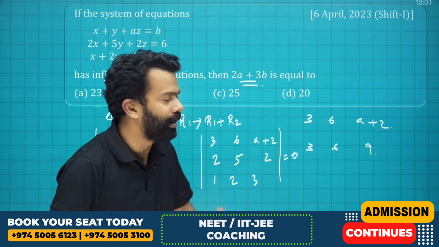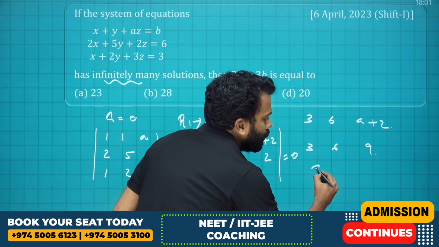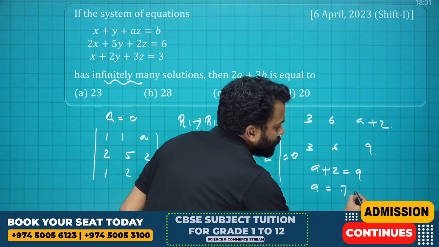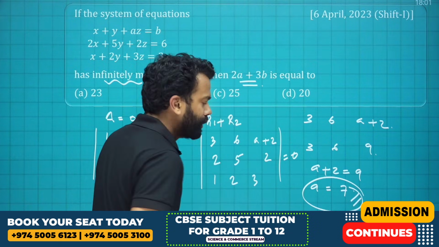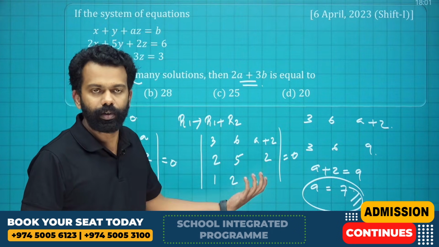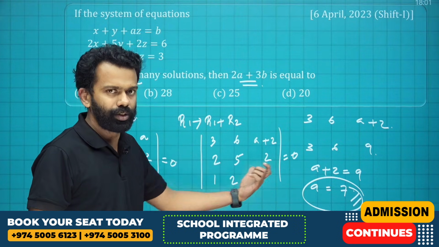Okay, I hope you are getting the idea. Therefore, we know that a plus 2 is equal to 9. Therefore, a is equal to what? 7. Now, you got the value of a. See, if you go through the conventional method of solving the determinants, then also you will get the value of a as 7. Okay, this is merely the shortcut.